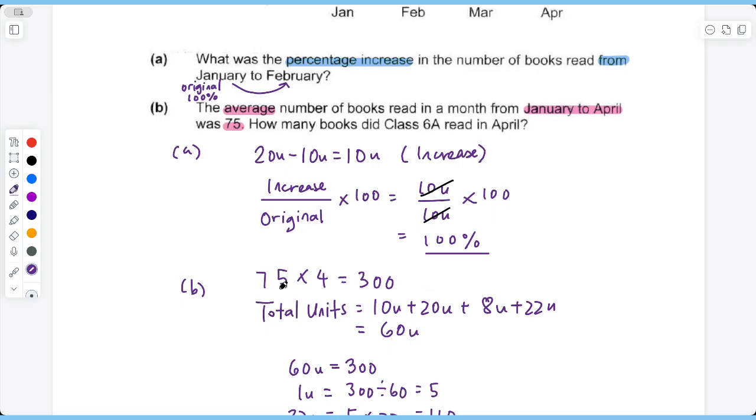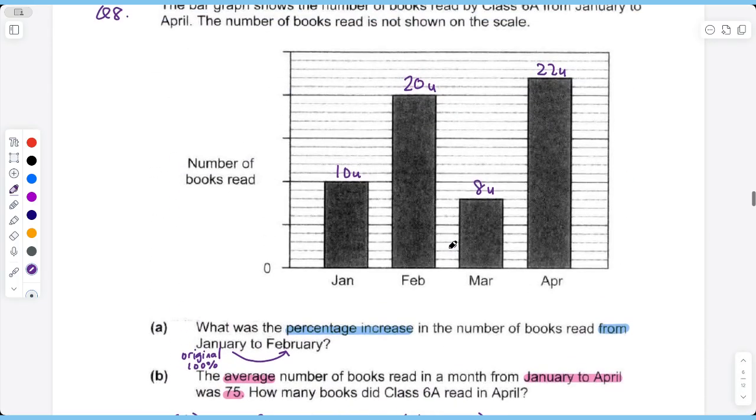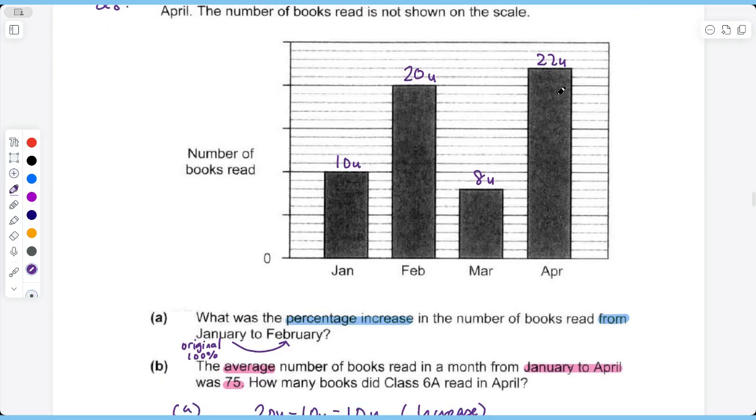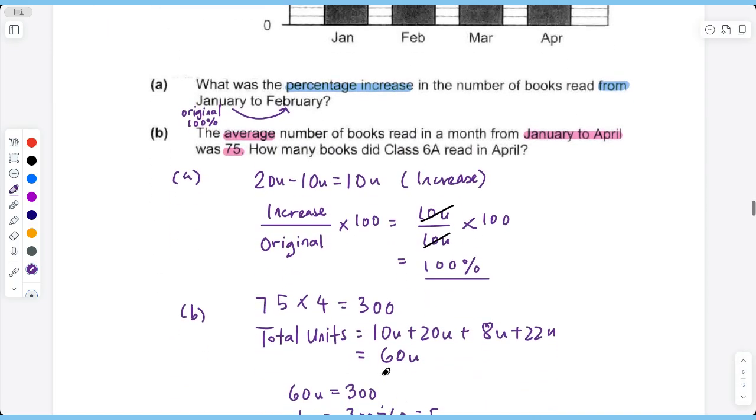The average is 75, and from January to April, there are 4 months. To find the total number of books, we take 75 times 4. That gives us 300 books. And the total units for these 4 months will be 10 units plus 20 plus 8 plus 22 units. The total will be 60 units.